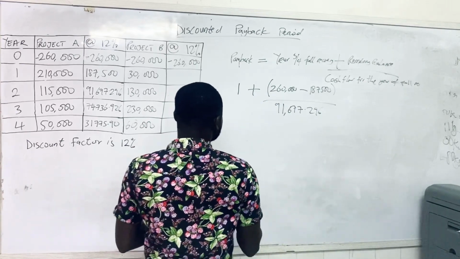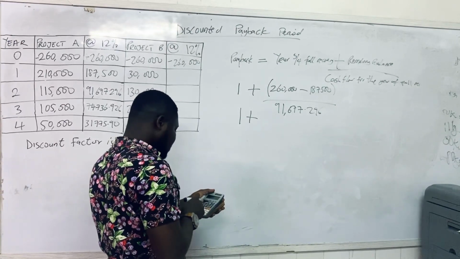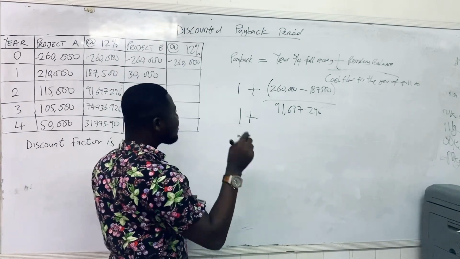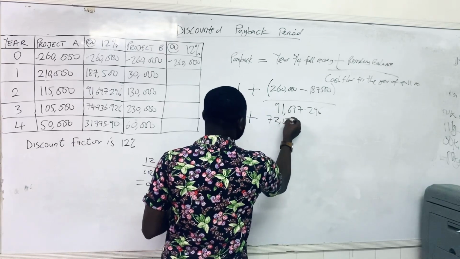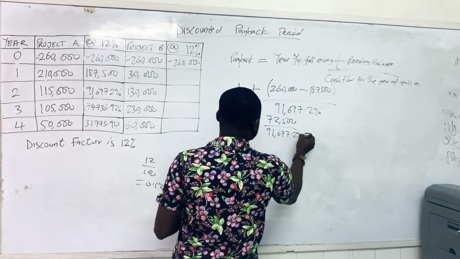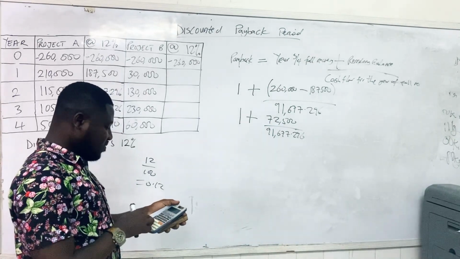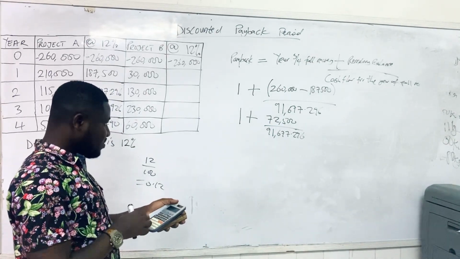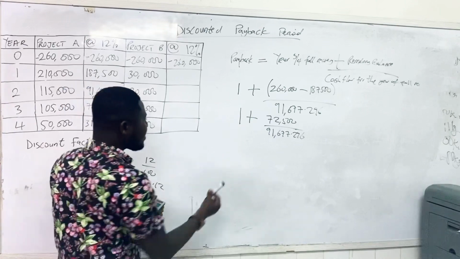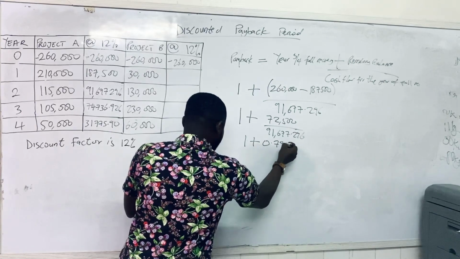So we go ahead. Now we have 1 plus 260,000 minus 187,500. We are going to get 72,500 all on 91,677.296. All right, so this is what we have. Now we are having 1 plus 0.7908.